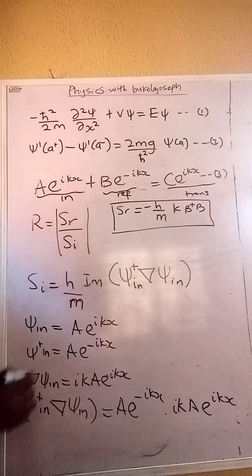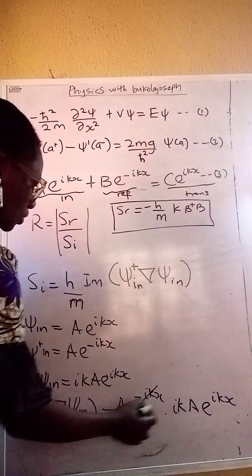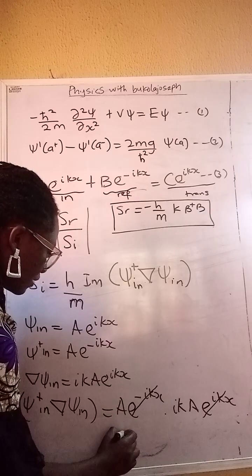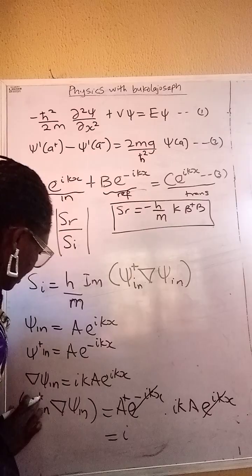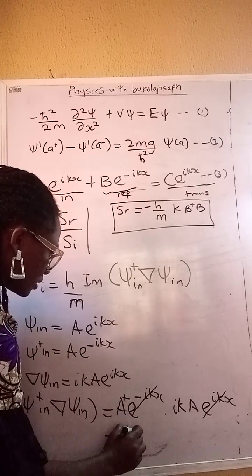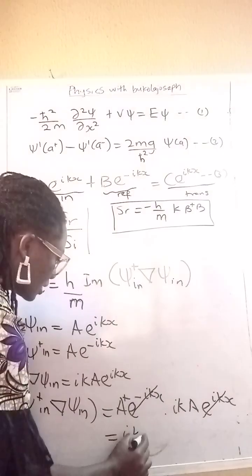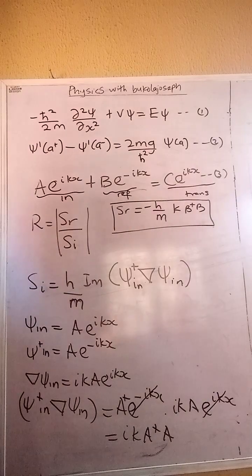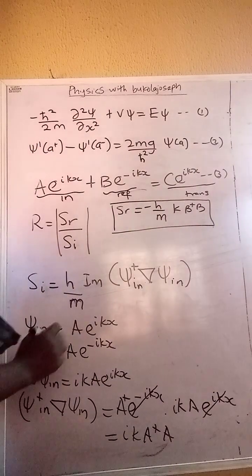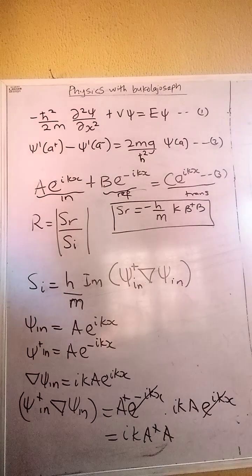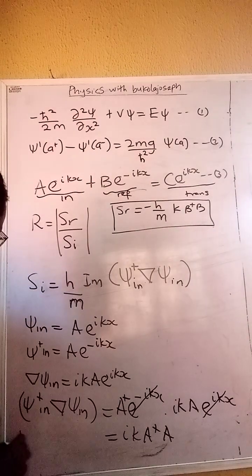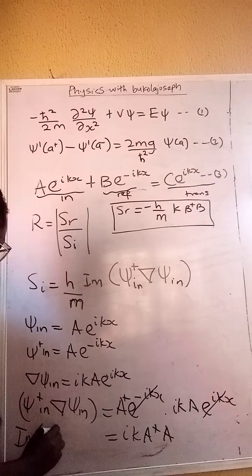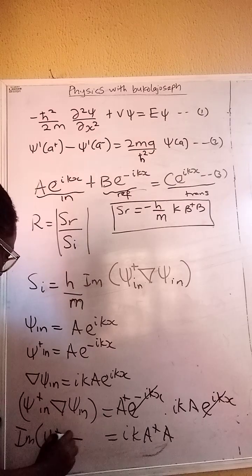So what is the next thing to do? We go with this, and then we'll be left with IK, remember there's a dagger here, IK, we're bringing this out, A dagger A. Let's further simplify. If I include im here, we have im psi dagger in this, right?